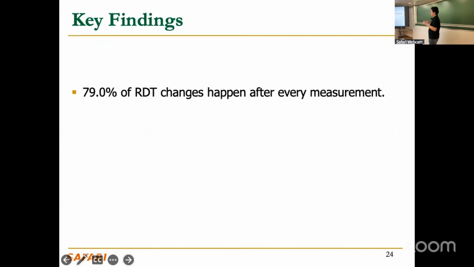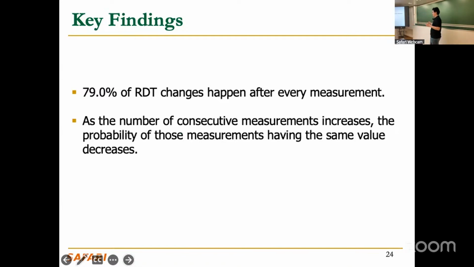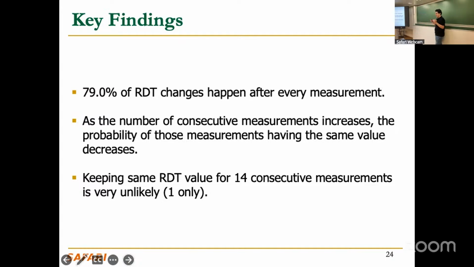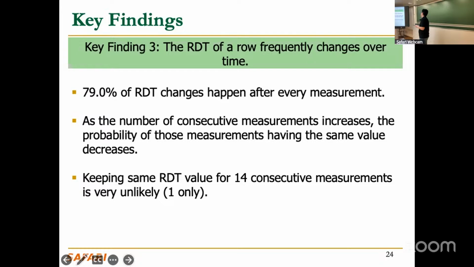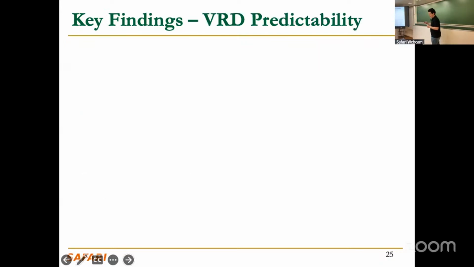We can also share that 79% of these changes happen after each measurement. And as we increase the number of consecutive measurements, the probability that these measurements retain their same threshold value also decreases across the board, such that keeping the same value for 14 consecutive measurements is a very unlikely event, that there was only a single row that could achieve this feat. And that brings me to the third key finding, that these threshold values frequently change over time. Next, the authors also wanted to assess the variable read disturbance and its predictability.